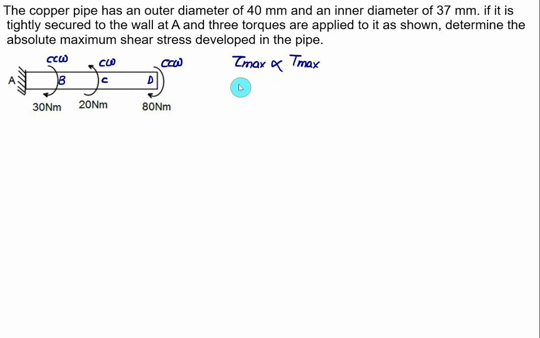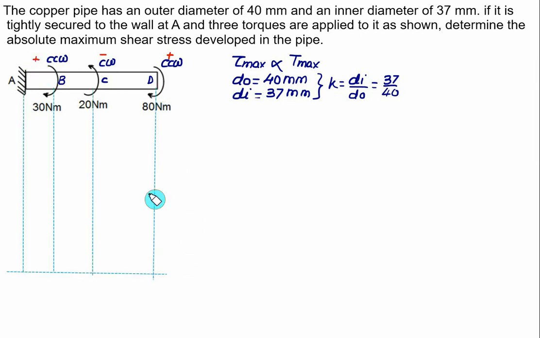In addition to this, we are given the value of DO equal to 40 mm and the value of DI equal to 37 mm. So we have K equal to DI divided by DO, which is 37 divided by 40. Counterclockwise we take as positive, so clockwise will be negative and counterclockwise will be positive.